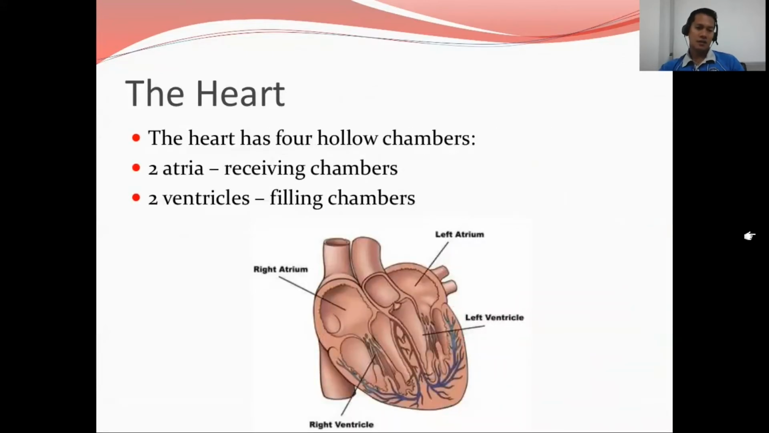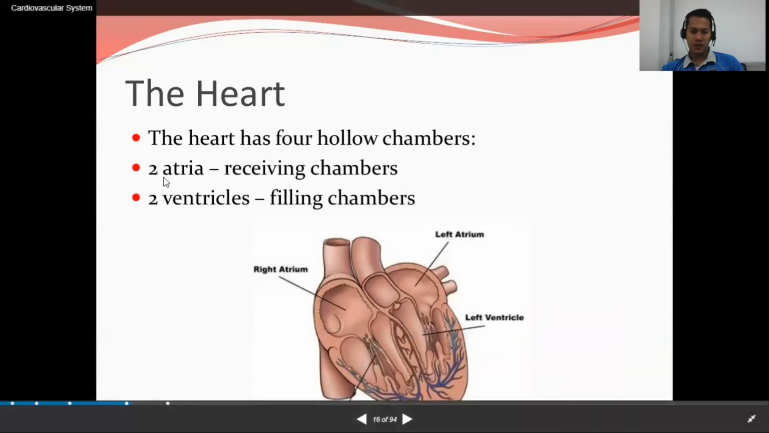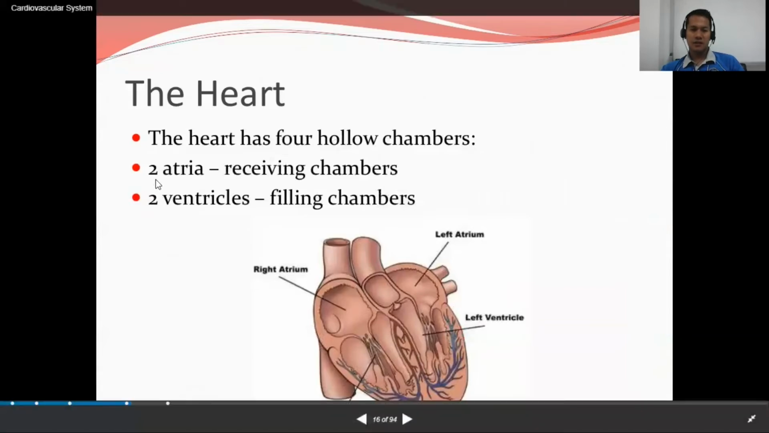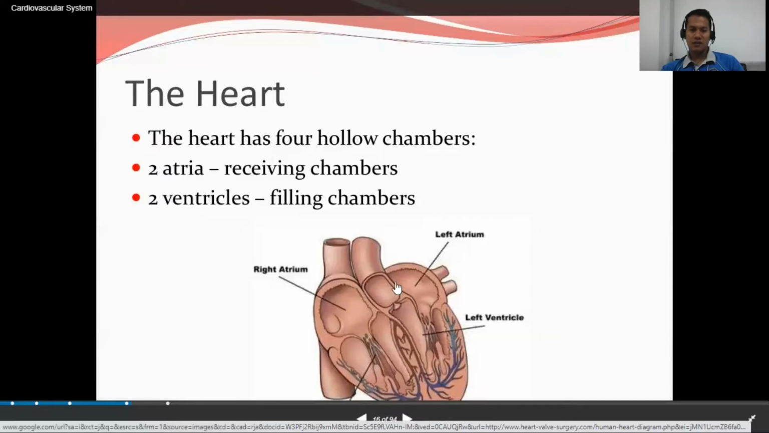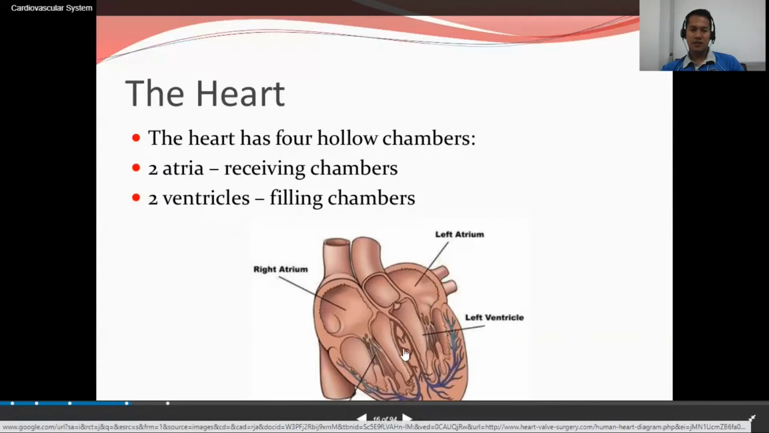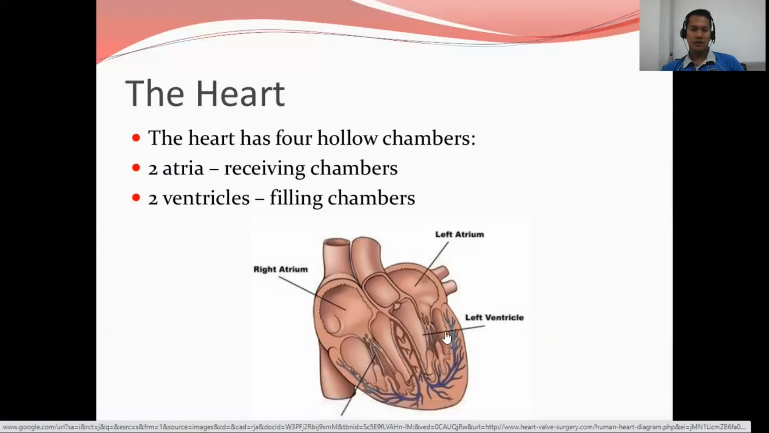Now, there are two important chambers, because the heart has four hollow chambers: two atria and two ventricles. These are the two atria, the receiving chambers, the right atrium and the left atrium. And then there are two ventricles, the right ventricle and the left ventricle.